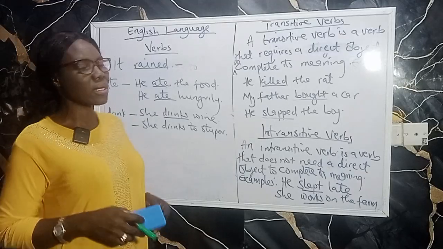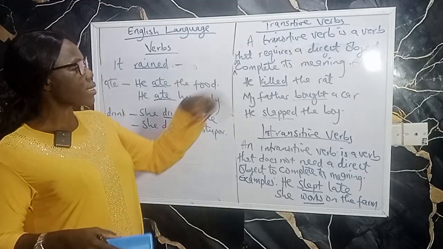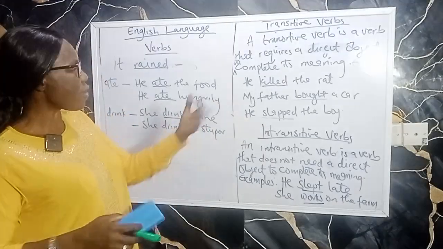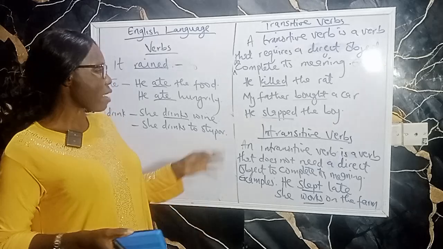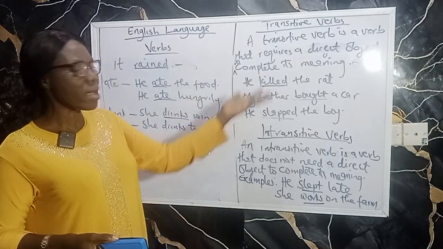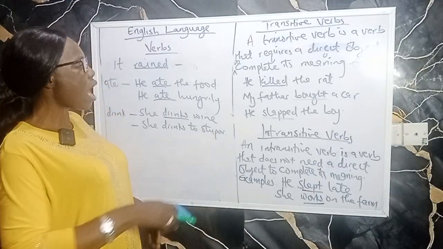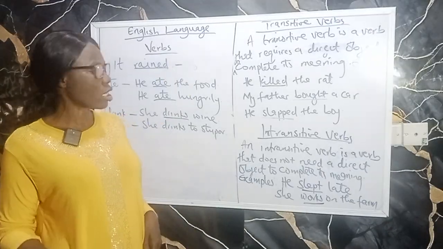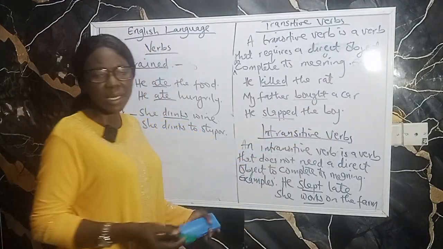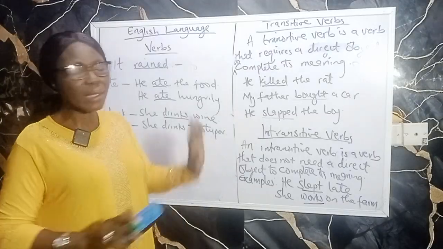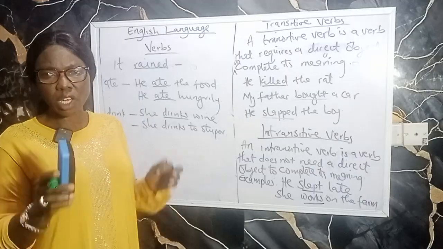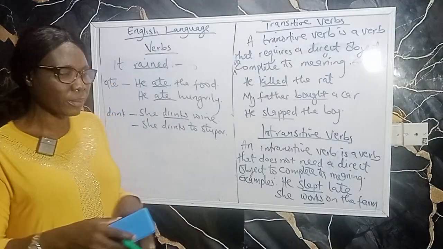We said a transitive verb is a verb that requires a direct object to complete its meaning. And we gave examples. He killed the rat. My father bought a car. He slapped the bird. The underlined words there are the verbs, and they are all followed by a direct object in order to make them complete. Assuming we remove the rat, a car, and the bird, you can see that the sentences will not be complete. So they need this direct object in order to make the sentence complete.